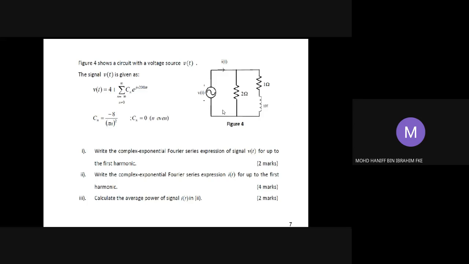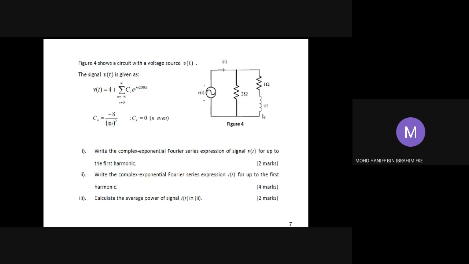The Vt is given by this equation, 4 plus summation n from negative infinity to positive infinity of Cn exponential jn 200 pi t with n not equal to 0, and Cn is given by negative 8 over n pi squared, and Cn is 0 for n even, which means the Cn is applicable only for odd values of n. And the circuit consists of 3 components. We have a resistor of 2 ohm, a resistor of 1 ohm, and an inductor of 1 Henry.